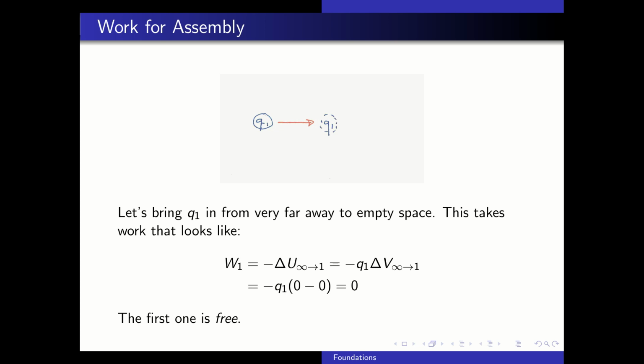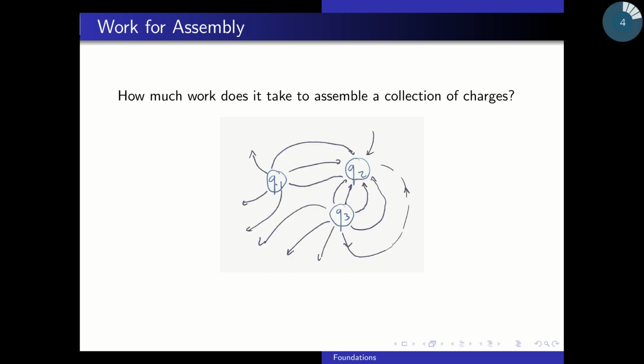When we bring it into this space, there's nothing here. There's no electric field. There's no potential. So essentially, from infinity to its location, where it's going to be at position 1, we see this Q1 times 0 minus 0. Come back here for a moment.